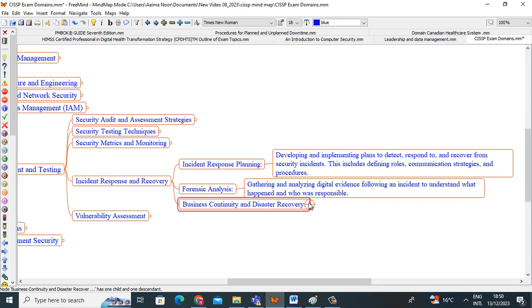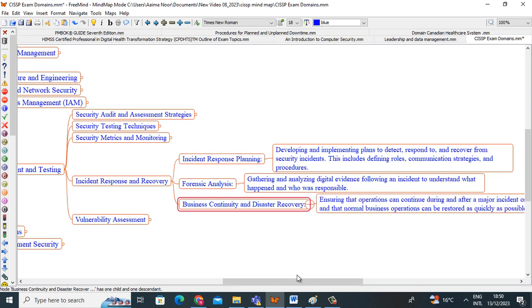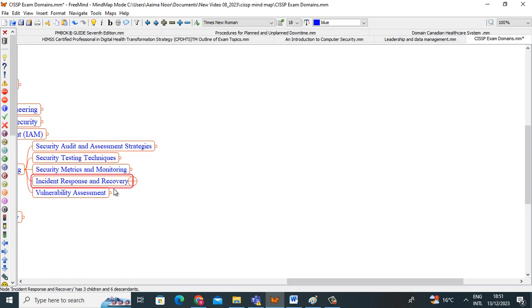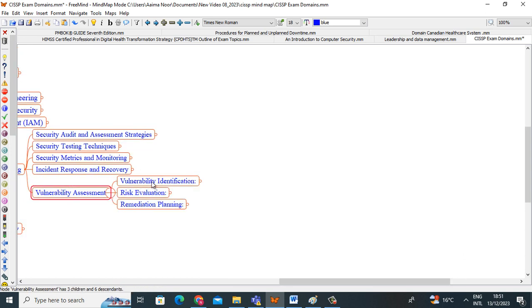Business continuity and disaster recovery. Ensuring that operations can continue during and after a major incident or disaster, and that normal business operations can be restored as quickly as possible. Vulnerability assessment.